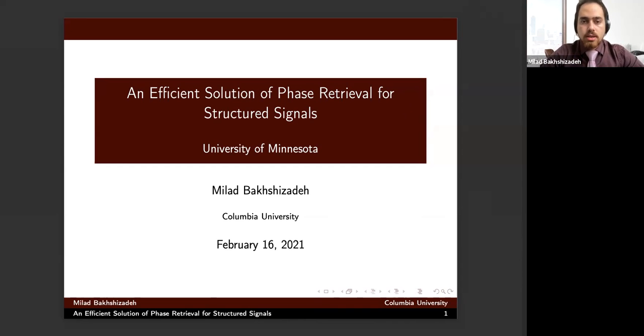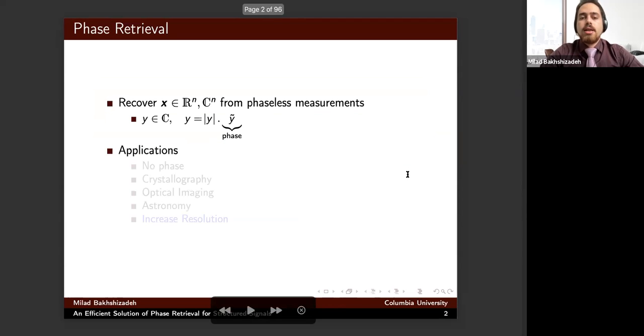The talk that I'm going to present today is about an efficient method that we propose for solving an inverse problem when the signal of interest is structured. So phase retrieval problem basically is the problem of recovering a signal X from its phaseless measurements, and it appears in lots of applications whenever it's hard or even impossible to measure the phase of the signal.